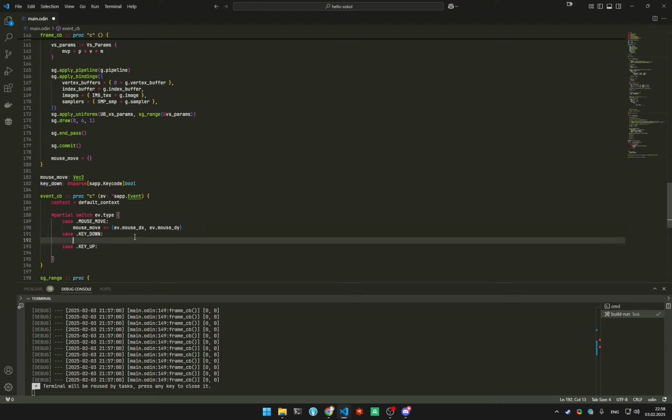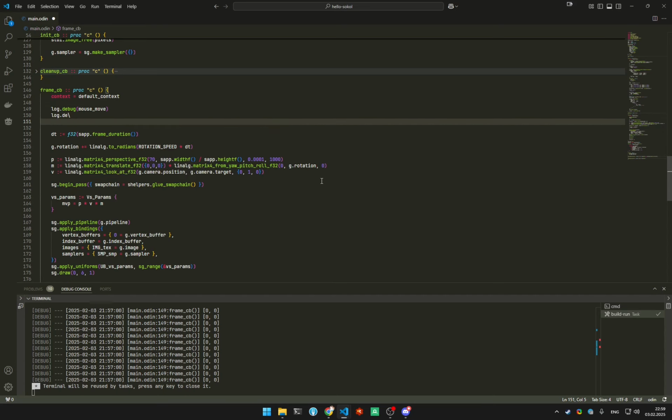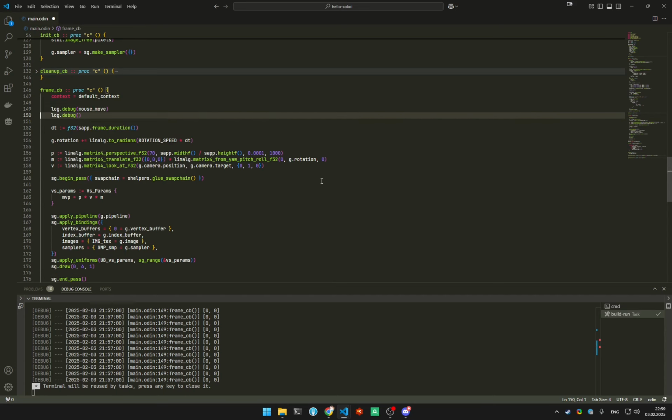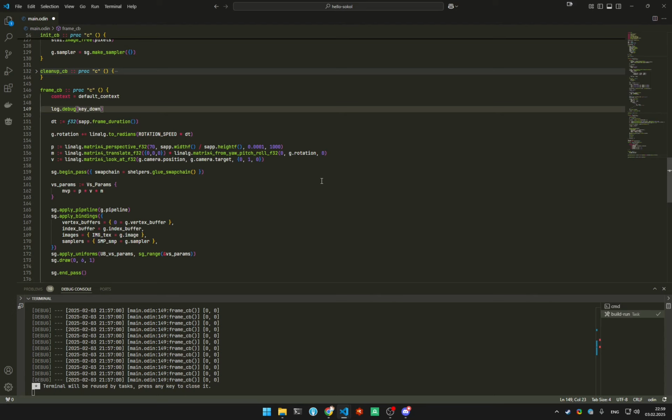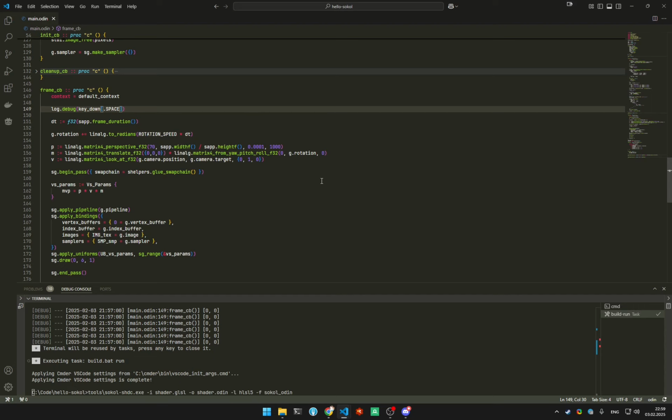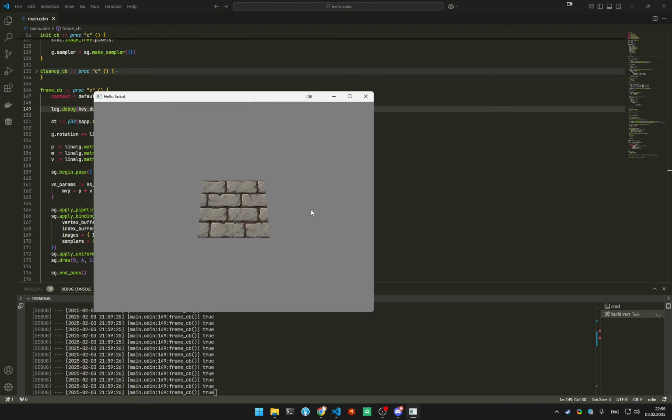So alright, let's maybe log debug key down space, for example. So you see it's false, I press the space, it's true, I release the space, it's false again. And this is something that we can use to control our camera. So now let's just have a function update camera or something and pass the delta time to it because we need that for the movement. And let's create this function.